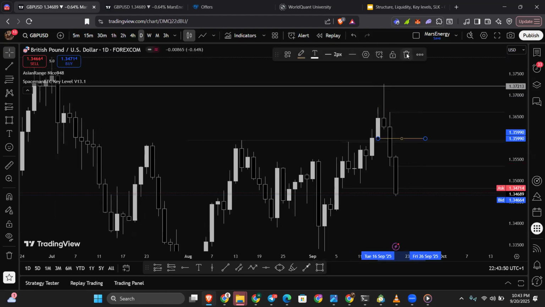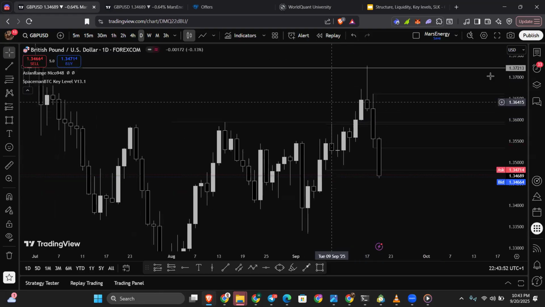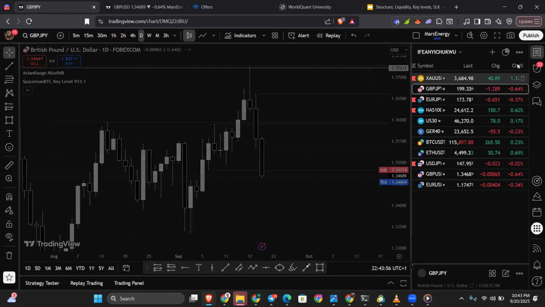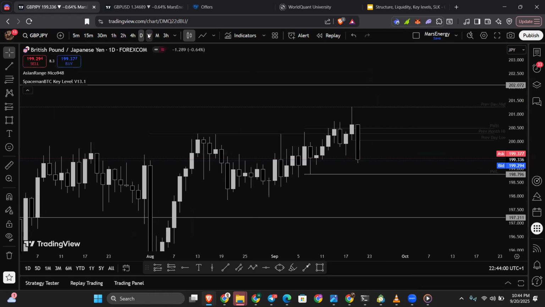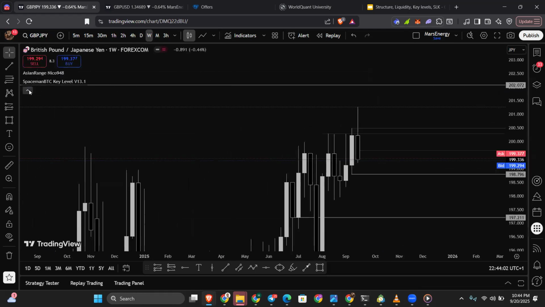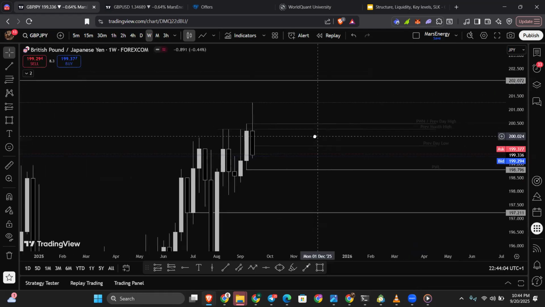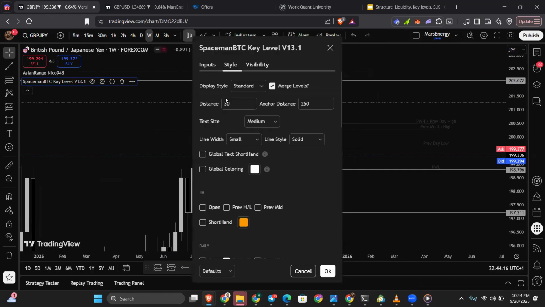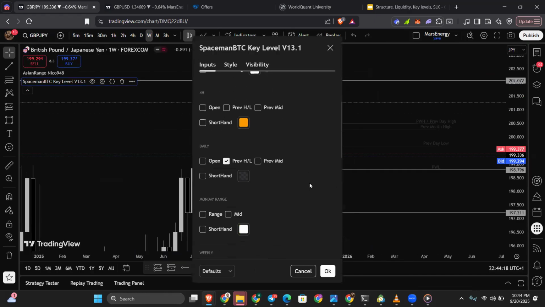Now the same thing happens for the previous week high. Okay, let me go to JPY, I think it happened on JPY recently. Now looking at JPY, let me change this setting. I think I want to take the shorthand.